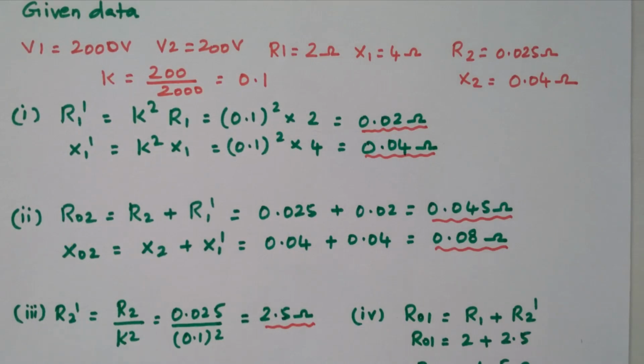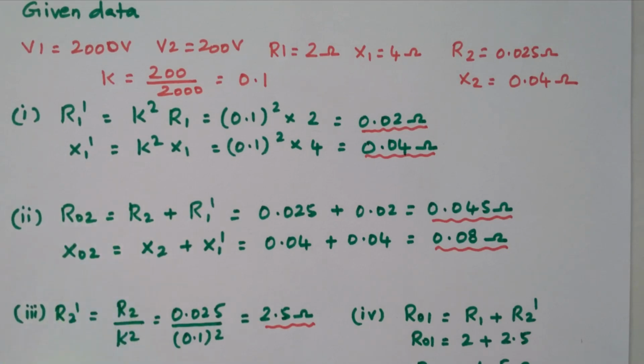Then we will go to the second division, R02 and X02. So, this is nothing but equivalent resistance and reactance referring to the secondary side. It means the primary resistance and reactance are transferred to the secondary side. So, R02 equal to R2 plus R1 dash. R2 is the resistance of secondary. R1 is the resistance of primary. R1 dash means it is transferred to the secondary side. Right. So, by adding this we will get the total resistance referring to secondary side.